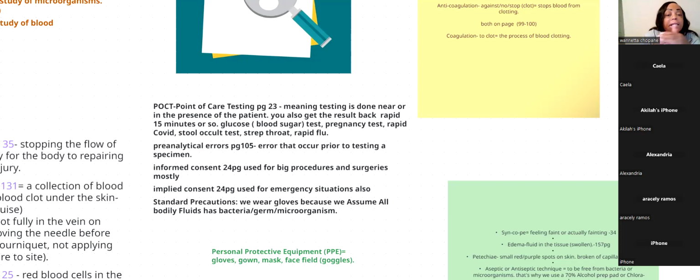So point of care testing means any test that is done near or in the presence of the patient, that you get the results back rapidly, which is basically 15 minutes or so. Examples are a blood sugar test, a pregnancy test, a rapid COVID test. There's a stool occult test, where if you smear some stool on the card, it gives you results if there's blood in the patient's poop. That will let the doctor know they need to go for further testing, because having blood in your poop is not a normal type of thing.